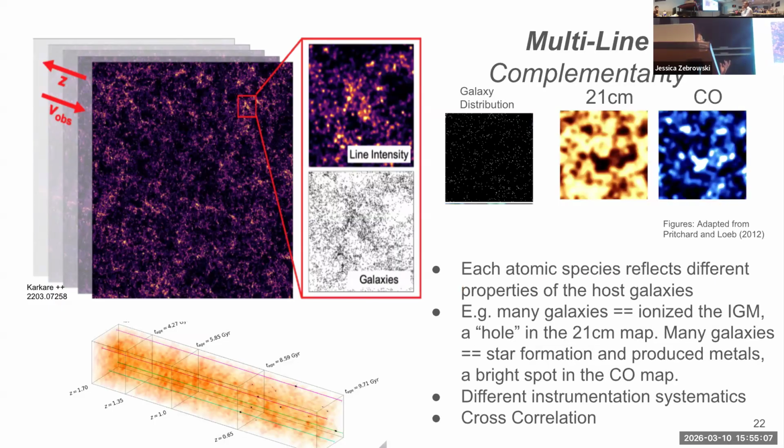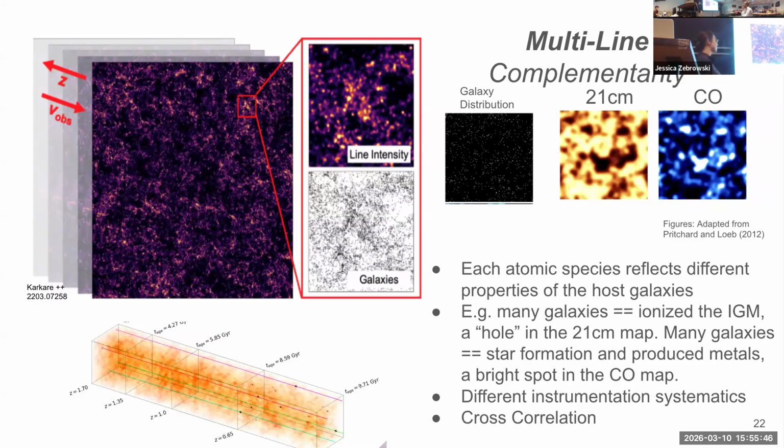The third thing that's, I think, hopefully evident to you all as well, is that there's a big multi-line complementarity in doing line intensity mapping with multiple lines. Each atomic species reflects different properties of the host galaxies. For example, if you look at this galaxy distribution at the top and how that looks in a 21 centimeter versus CO line intensity map, if you have many galaxies that ionize the IGM, this looks like a hole in the 21 centimeter map. Whereas if you have many galaxies, this causes star formation and produces metals, which is a bright spot in the CO map. So by taking these two maps, you can see the interplay of them and understand the physics of what's going on.